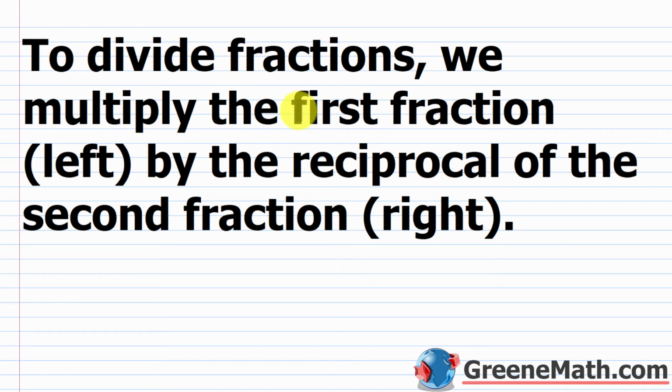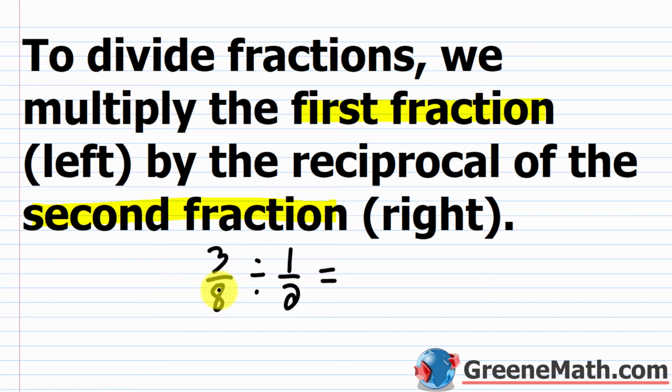We multiply the first fraction, so that's going to be your fraction on the left. We call that the dividend in your division problem, by the reciprocal of the second fraction. So that's the fraction on the right. That's going to be your divisor in the division problem. So for example, let's just say I had something like 3/8 divided by 1/2.